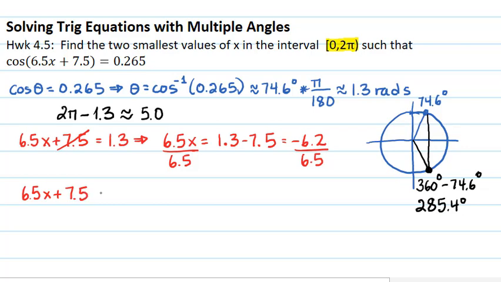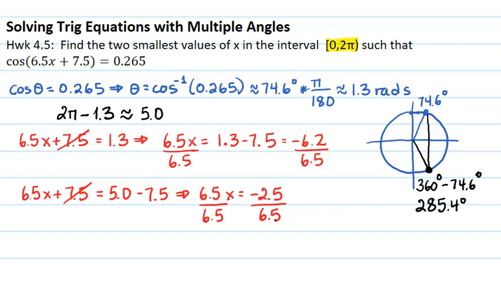So if I want to solve now this equation for x, it will be 6.5x plus 7.5 equals approximately 5.0. But to solve this, I have to subtract again 7.5. I will end up with a negative quantity on the right side, negative 2.5, which again, when I try to solve for x, will result in a negative quantity for x, which is not in the interval from 0 to 2 pi. This means that as I check angles that have cosine equal to 0.265, the first two angles in the first circle are not large enough. So I'm going to keep going.